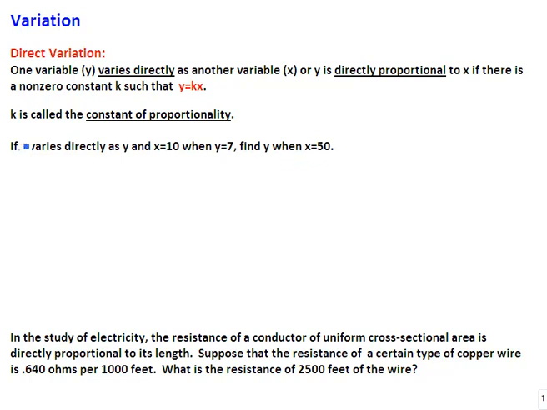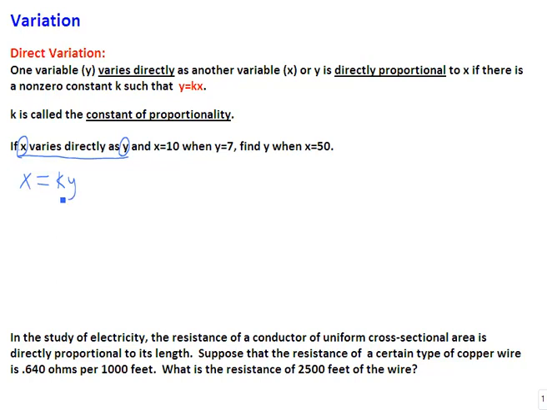So the first thing we want to recognize is that the problem says x varies directly as y. Whatever variable is listed first is what is going to go on the left side of your equals. Whatever variable is listed second is what gets multiplied by your k. So in this case, x equals k times y. That's our direct variation. That's our relationship between x and y.